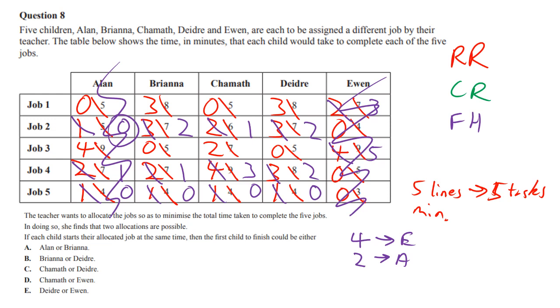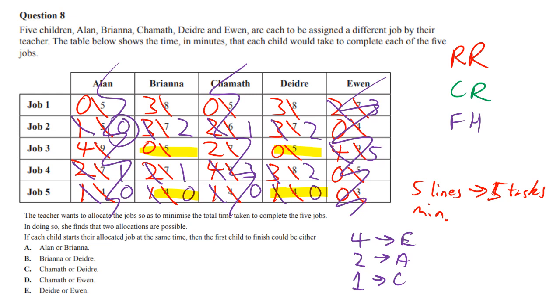Now looking at this, are there any rows with just 1 0? Well, yes, there is. It's job 1 to Chamath. So job 1 goes to Chamath. Cross that out. And as you can see here, Brianna and Deirdre can both get allocated job 3 or job 5.